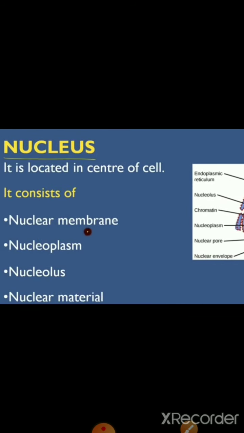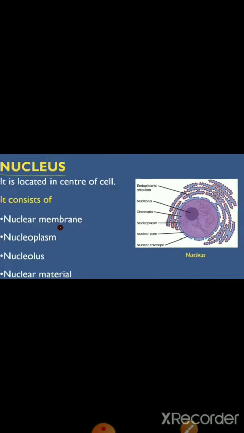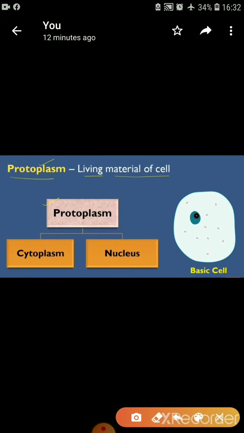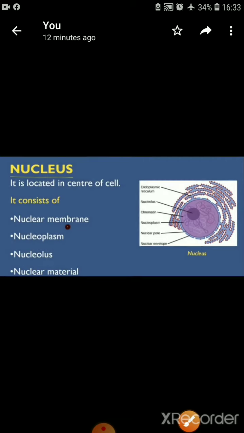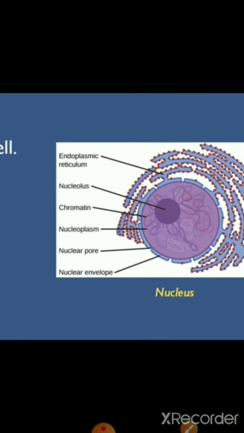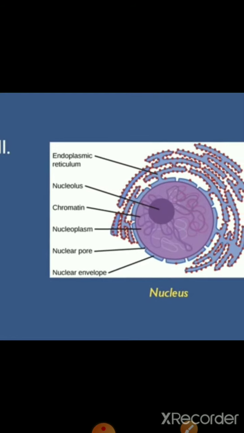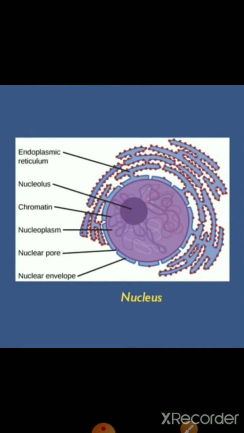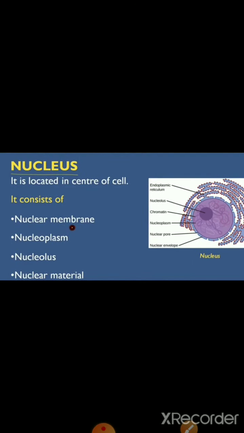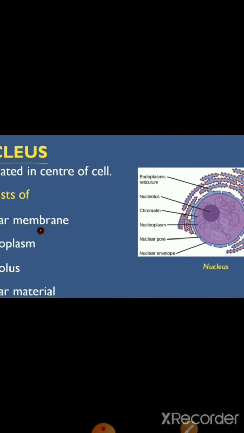So we can say, what is the nucleus? It is located in the center of the cell, right? Already we have discussed, right? Where is the nucleus located? It will be lying in the center of the cell, okay? So this is the nucleus and here we will study in detail about the nucleus. Now what is the nucleus like? It is in the center of the cell. Now the nucleus is further divided into some parts.